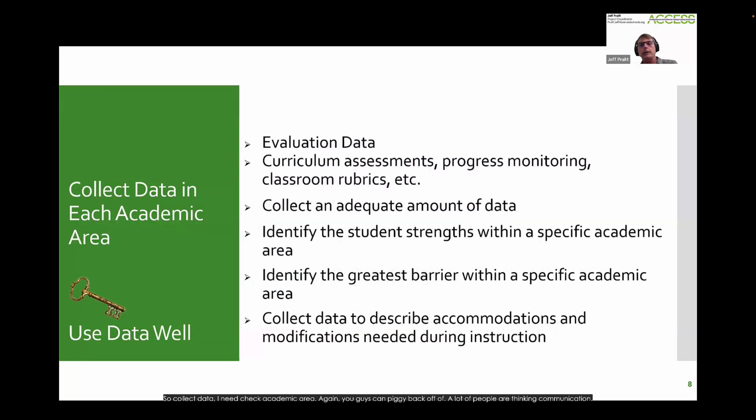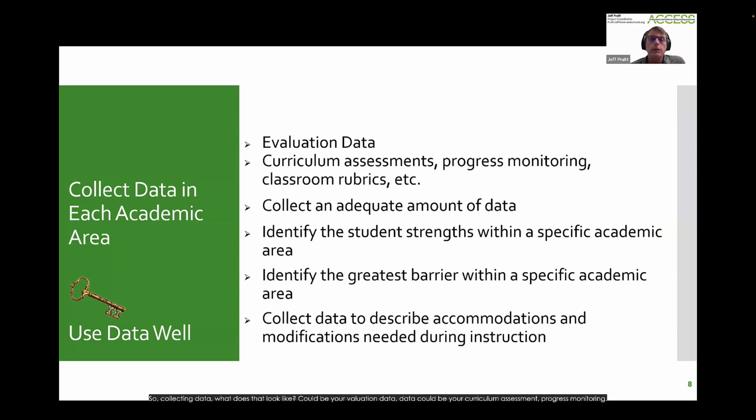So collect data in each academic area. A lot of people are thinking communication, but AT is everywhere. Communication and behavior and independent functioning happen all the time. We just don't have a communication class or a time to interact with peers class. Those things happen every single minute of the day that they're in education. We might go to a math class and there are different interactions, but there are behavioral, communication, and independent interactions happening across the board. So collecting data, what does that look like?